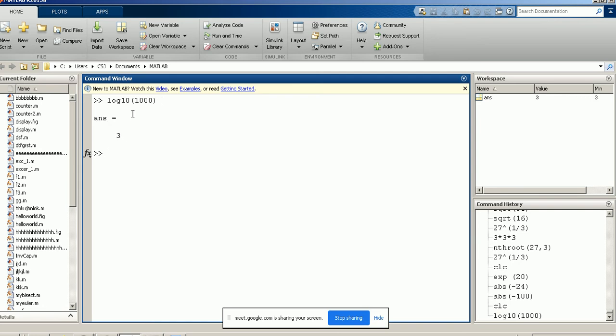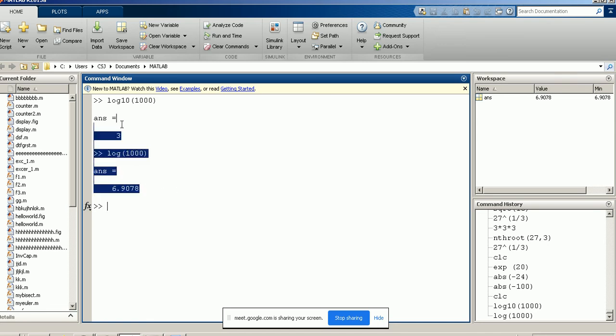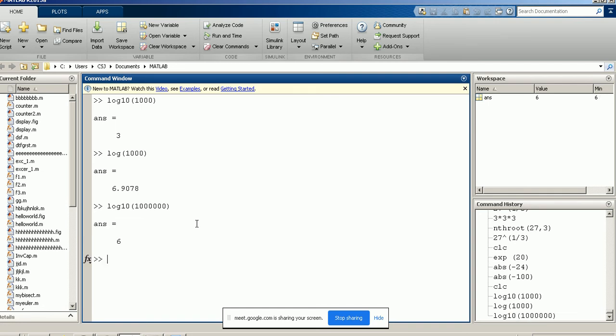This we call base 10 logarithm. The other logarithm, which is the natural logarithm, which has charts in math, gives me a different result, which is 6.9. So we have two types of logarithms. Please be careful. Either it's base 10, which will just calculate the number of zeros. For example, if I have logarithm base 10 of a million, the result is going to be 6.